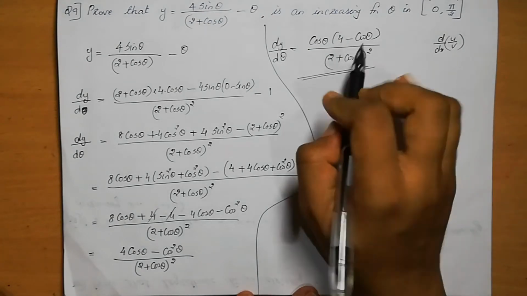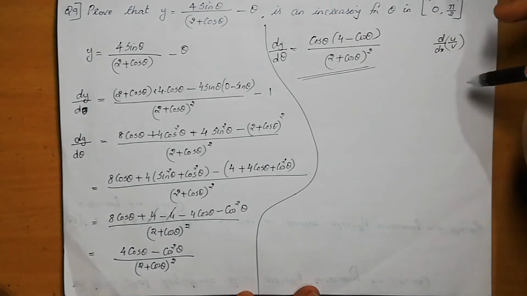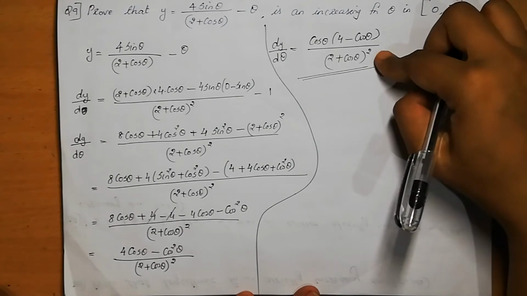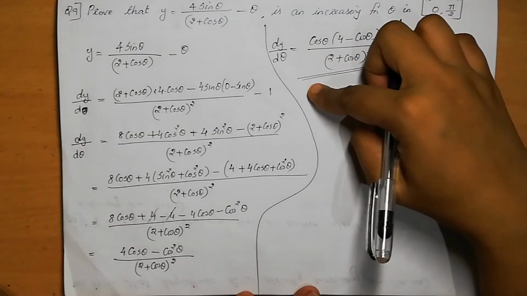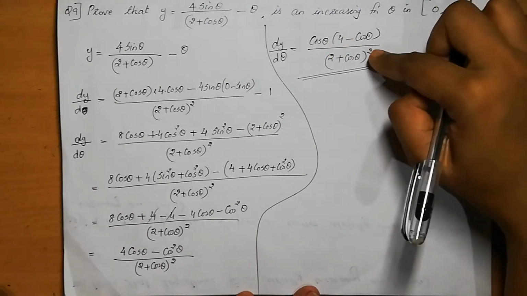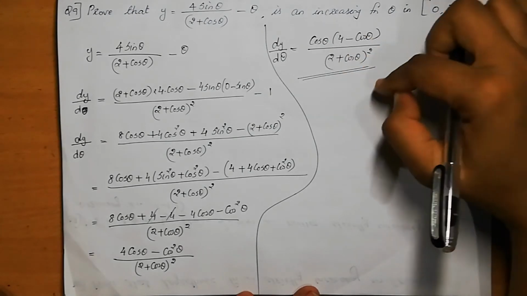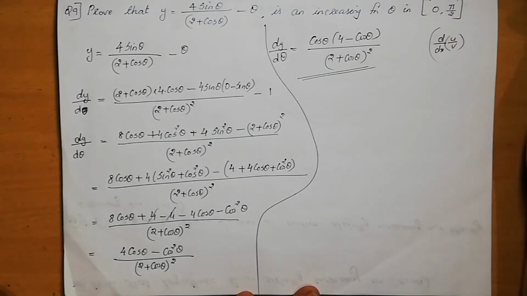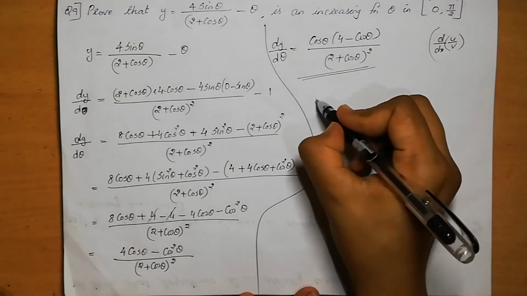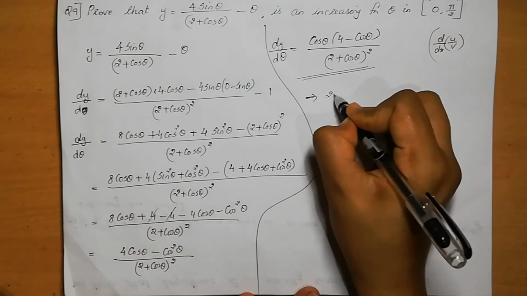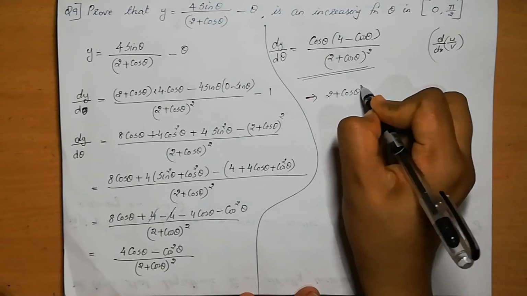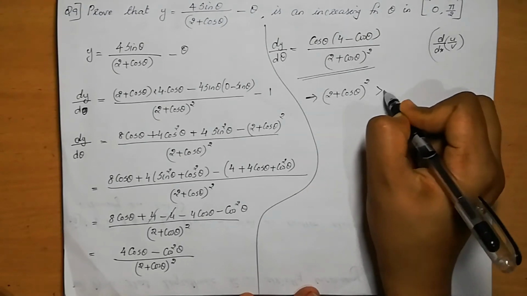So here only we are going to prove that the function is strictly increasing. Strictly increasing means what we need to prove? dy by d theta greater than 0. So one by one we can check this one. First one is 2 plus cos theta the whole square. The whole square means a square, so what will we get? Always we will get a positive value, right? So here we can write 2 plus cos theta the whole square greater than 0.